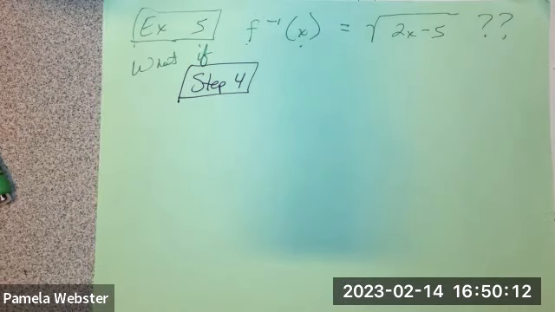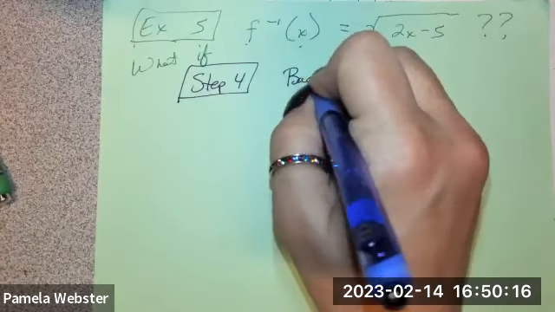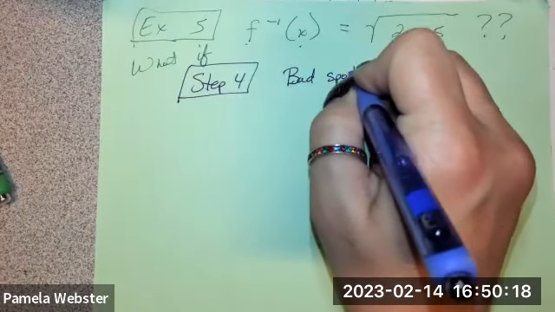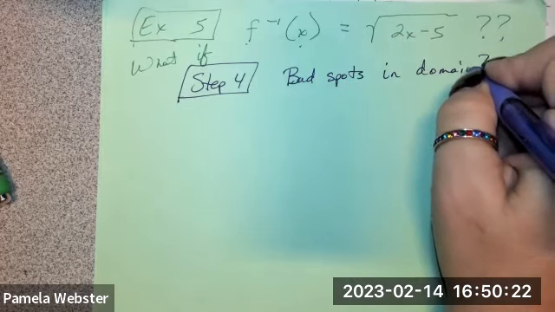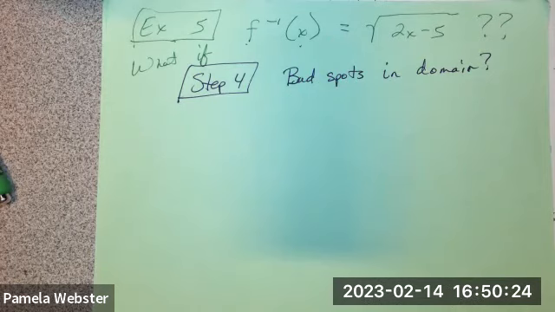But what about this? What are the bad spots in the domain? That's what I want to know, and how do I figure it out? Okay. So we spend a lot of time in college algebra classes and different algebra classes talking about the fact that we can't divide by 0, so the denominator can't be equal to 0.